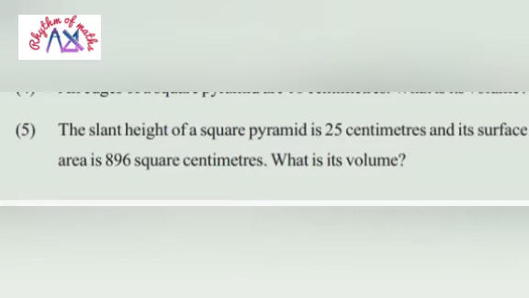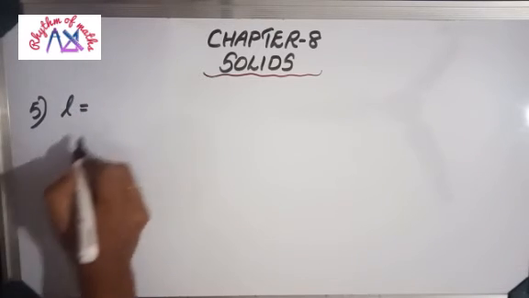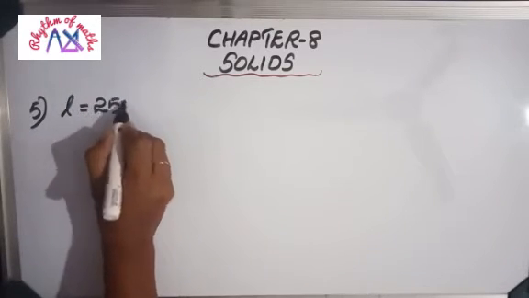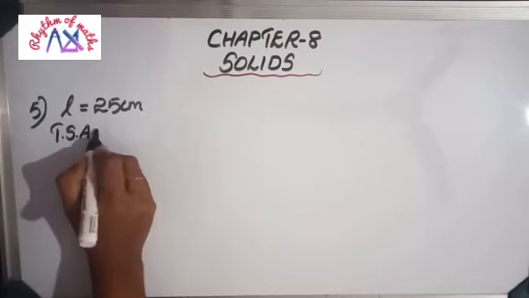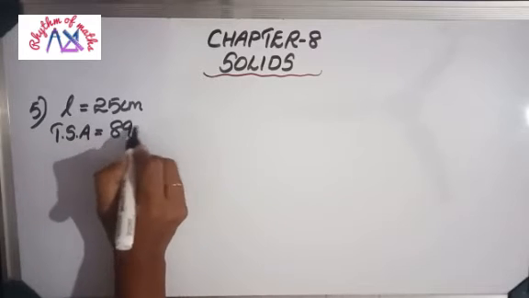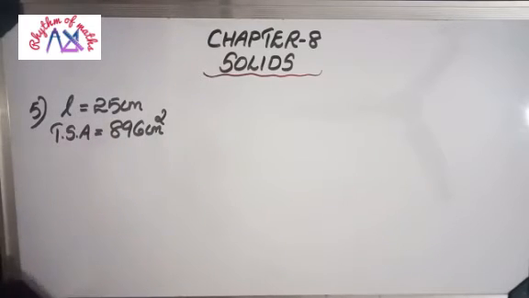Next, question number 5. The slant height of a square pyramid is 25 centimeter and its surface area is 896 square centimeter. What is its volume? In this question, slant height is given. Slant height we can denote as L. Slant height is given as 25 centimeter. Next it is given that TSA, total surface area, is 896 centimeter square. These two are the things given. What we need to find here is the volume.